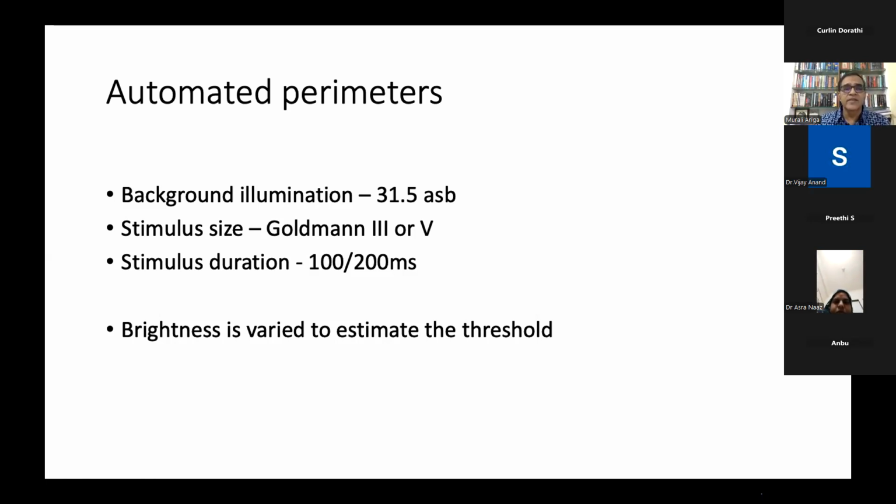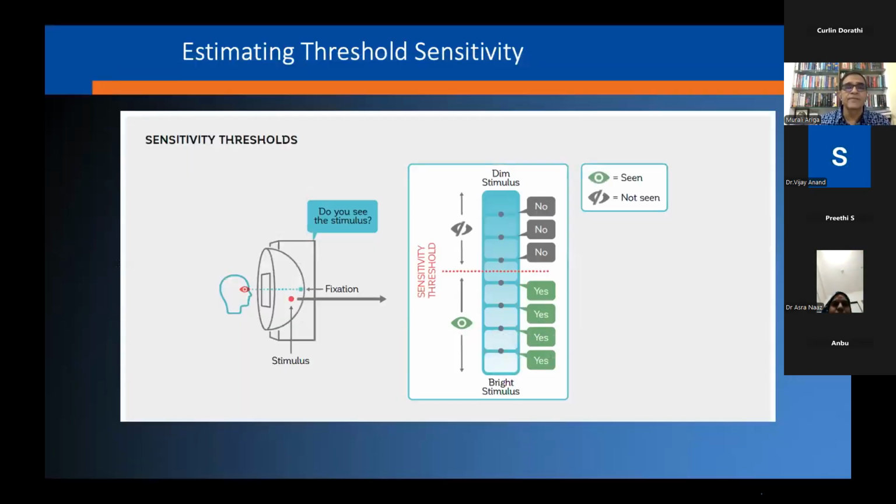So all of these parameters like the background, the stimulus size, and duration are kept constant for a machine. Only the brightness is varied. So all threshold estimation is about deciding which brightness the patient has seen or not seen. So for example, how to estimate the threshold sensitivity at any given point. The patient fixates with one eye covered, with the open eye on a fixation point: do you see the stimulus? We start from a dim stimulus, and keep brightening it in several steps of 4 decibels or even 2 decibels, till the patient sees, and then you cross the threshold again when the patient does not see it. So this is what we call a staircase strategy or bracketing strategy.